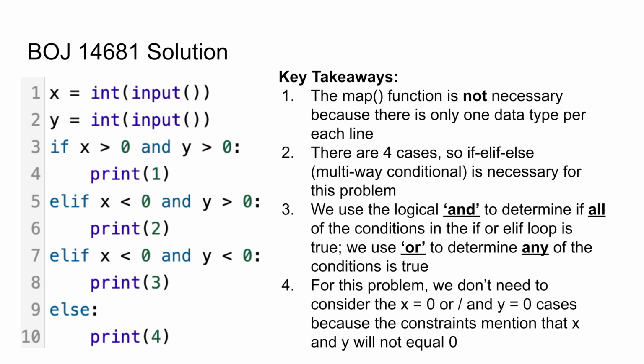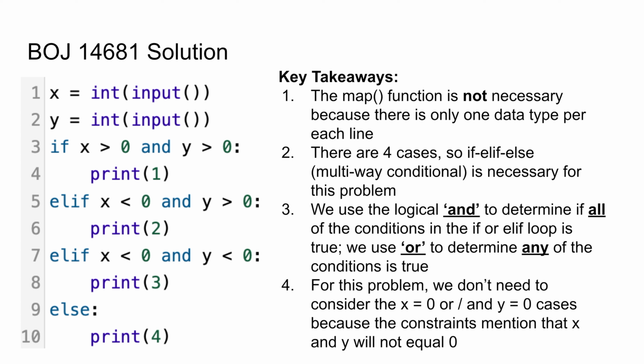And although the logical OR isn't present in this problem, we use OR to determine if any of the conditions is true. Then, we use two elif statements to check whether the point x, y is in the second quadrant and the third quadrant respectively. Then, if all of the conditions return false, we go to the else statement and print 4.